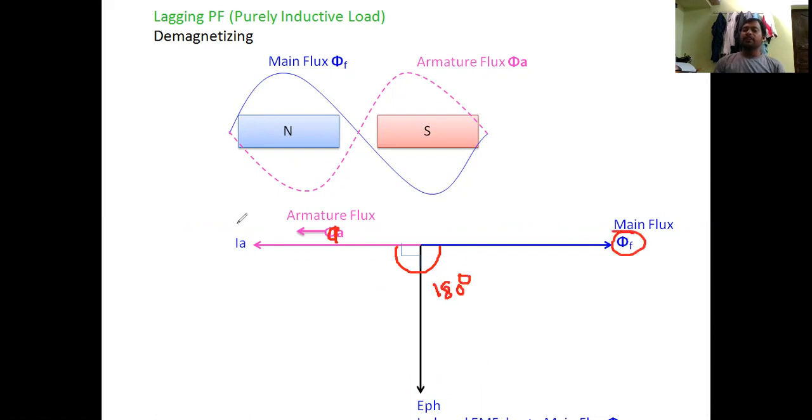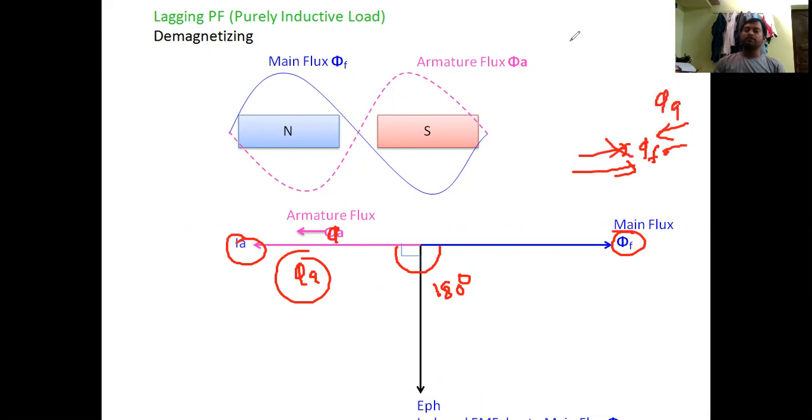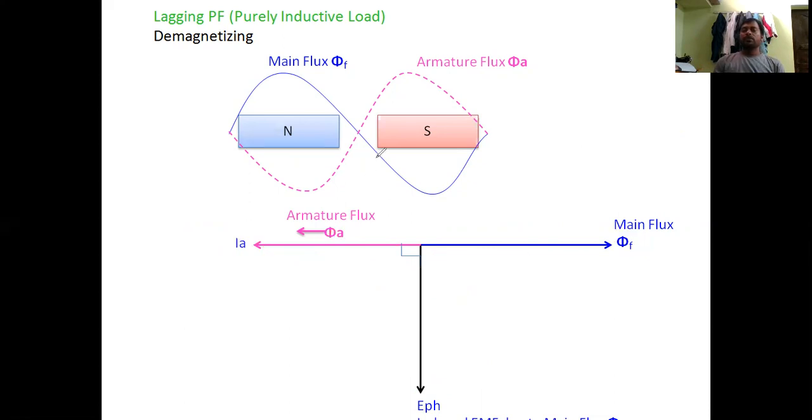So this is phi F and phi A, a total 180 degrees phase shift, opposite to each other. For example, I already told you phi F, and opposite to this one is phi A. So both are opposite to each other. This is the representation of a purely lagging load connected to the alternator. Then the demagnetization effect will come into the picture.